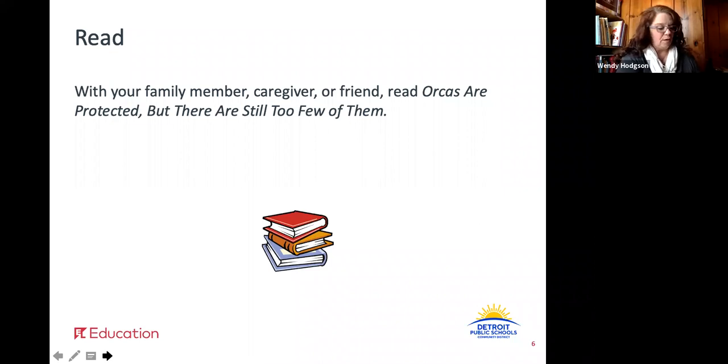Researchers have also seen the many ways these majestic mammals can change their behavior in response to noise from passing boats.